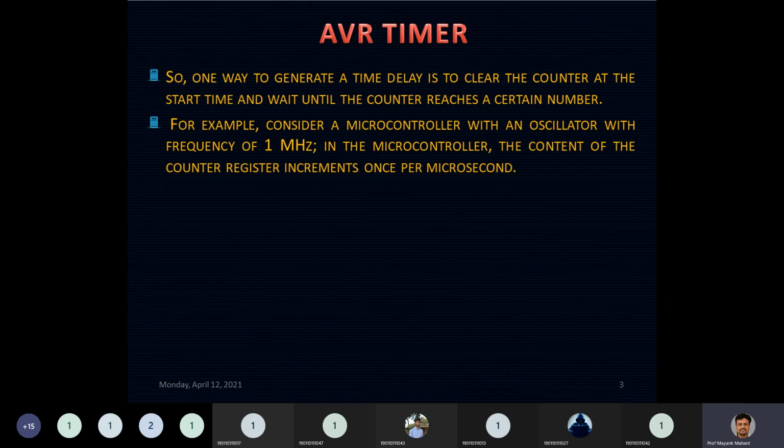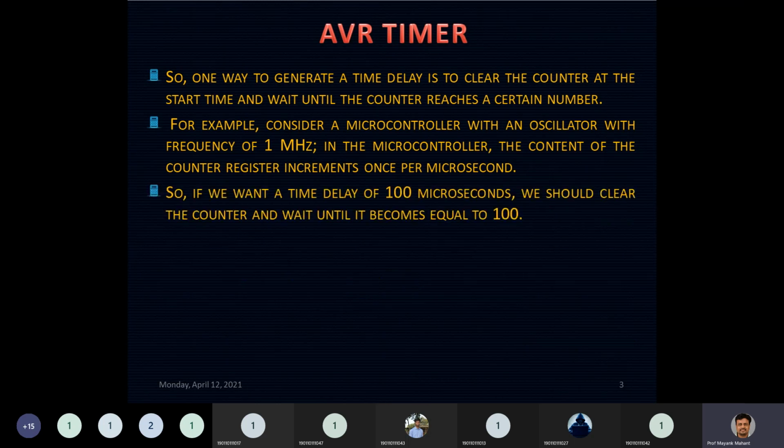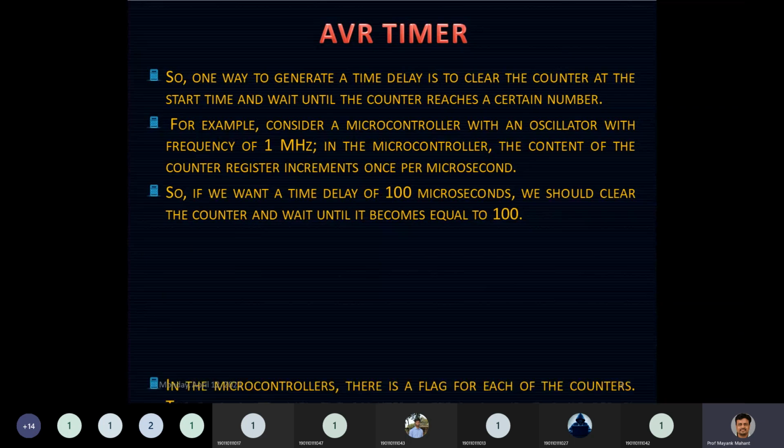Giving an example, suppose we consider a microcontroller with an oscillator frequency of 1 megahertz. The content of the counter is incremented once per microsecond, since 1 divided by 1 into 10 raised to 6 is 1 microsecond. If we want a time delay of 100 microseconds, we should clear the counter and wait until it becomes equal to 100. It is natural that if I want 100 microseconds of delay, I will monitor whether the counter value has reached 100. Once it has reached 100, I will know that exactly 100 microseconds have elapsed.